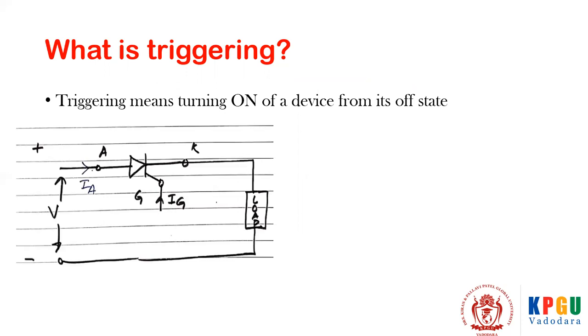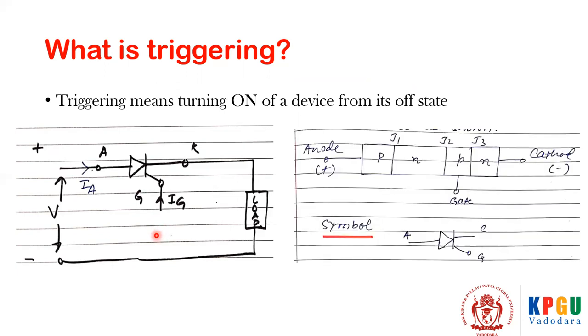Now look at the circuit. SCR is used as a switch in this configuration. So this is the forward blocking mode, when the anode is supplied with the positive supply over here, the cathode is negative, and if you look at the construction, it's a PNPN.